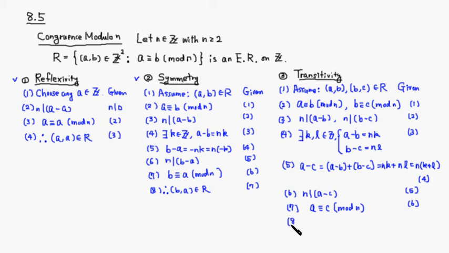Then 8: therefore, we know that a is related to c by this relation R. So if a is related to b and b is related to c, then we can conclude that a is related to c. So this relation R is transitive. Combining all three, since R possesses all three properties of equivalence relations, hence R is an equivalence relation on the set of all integers. Okay, that's it. I hope that this was clear.